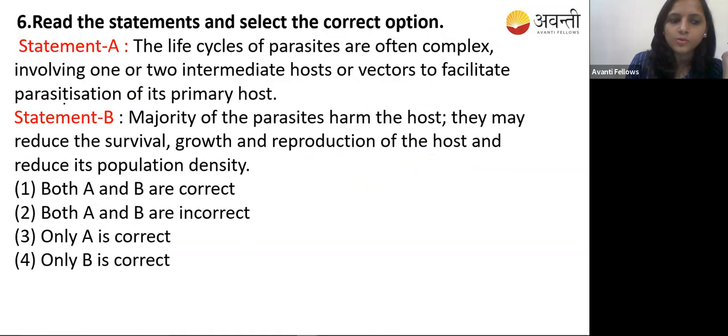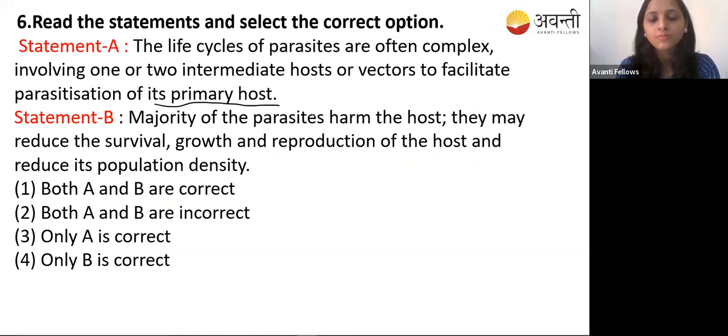So do we have only one or two intermediate hosts? Yes, two hosts, right? One is a human and another to facilitate the parasitation. We are talking about Plasmodium vivax. So which one is the primary host? Primary host means we will say that is a mosquito. And on which host is it dependent for nutrition? It is not dependent on the mosquito for nutrition, right? It is dependent on the humans, right?